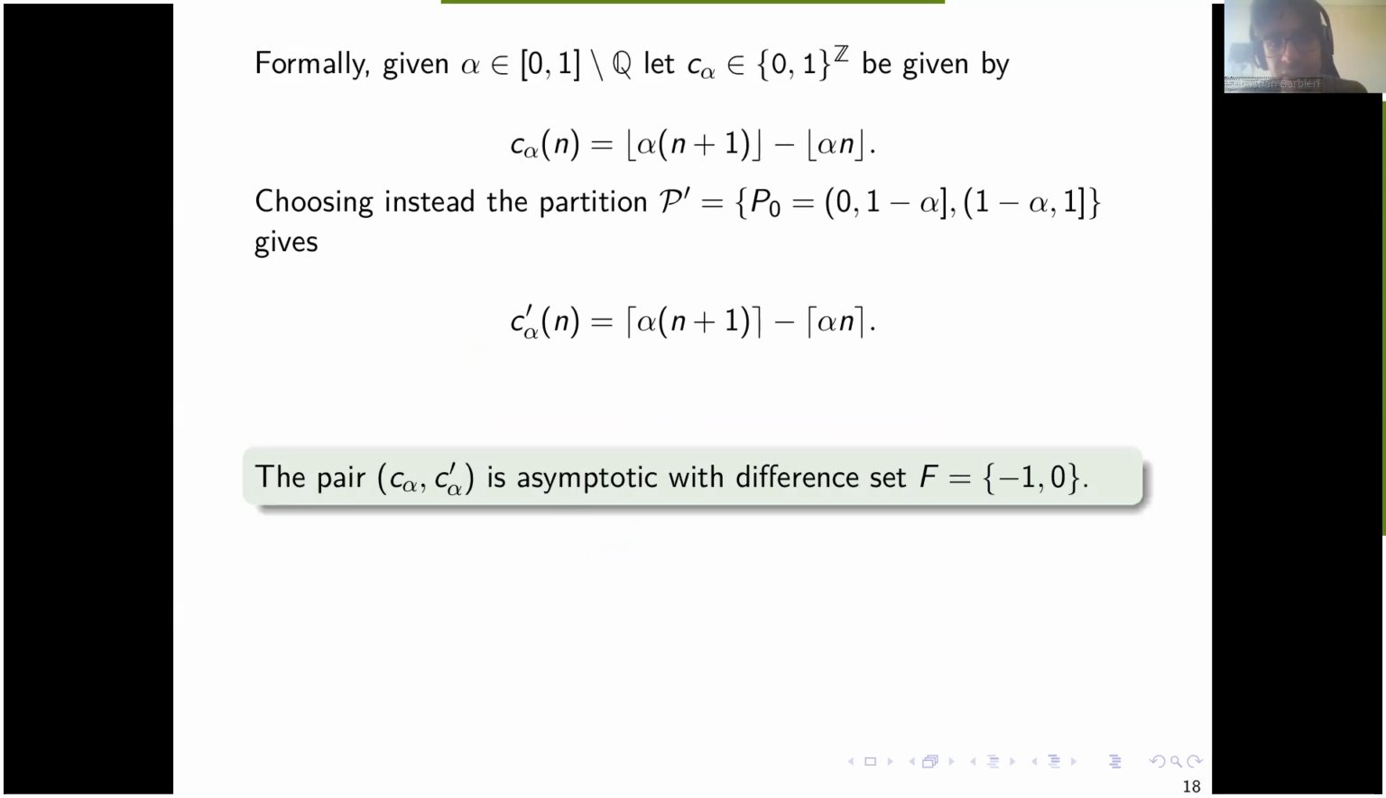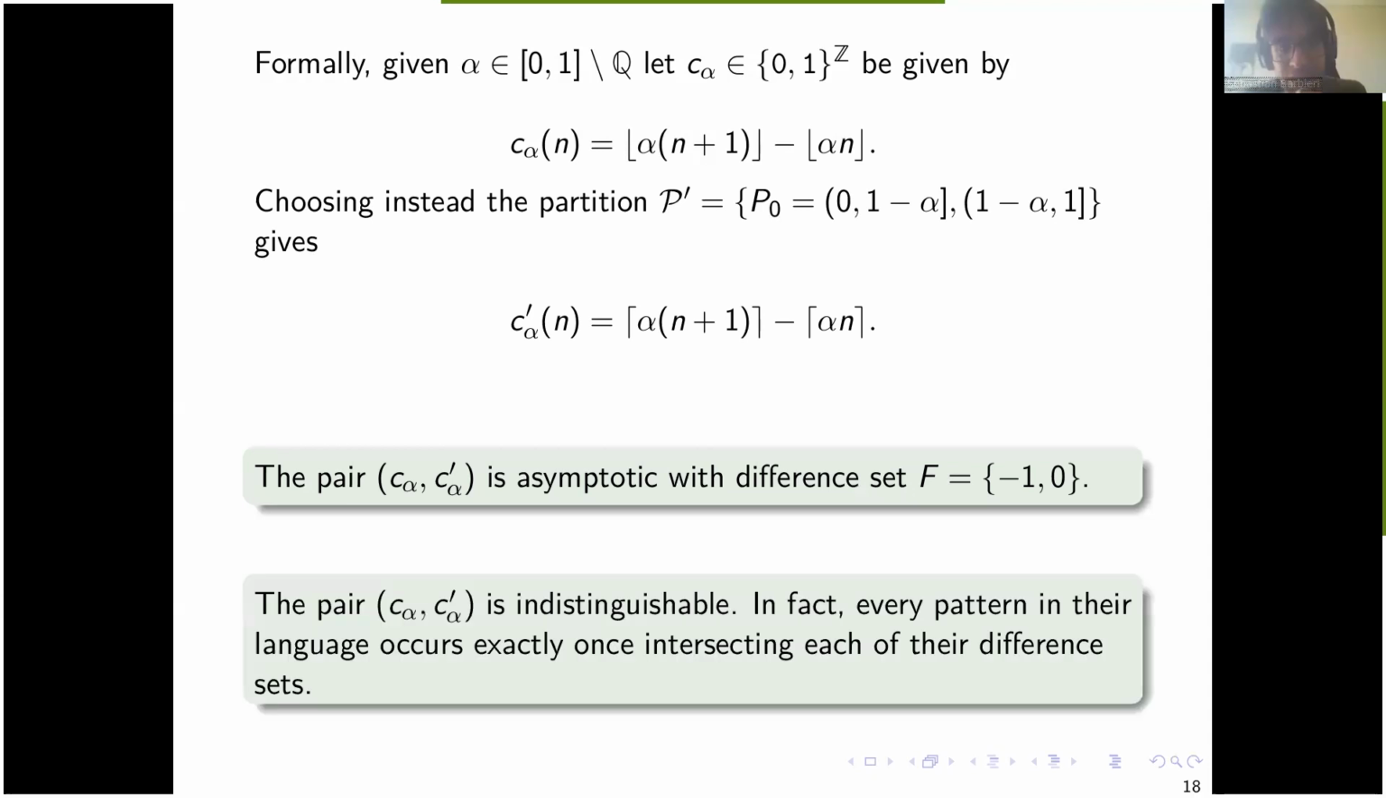And the thing is that if I look at these two things, they are only going to differ in positions 0 and minus 1. And thus they are going to be an asymptotic pair with difference set size 2. And what I can prove is that these characteristic Sturmian configurations, C alpha and C alpha prime, are going to give me an indistinguishable asymptotic pair.